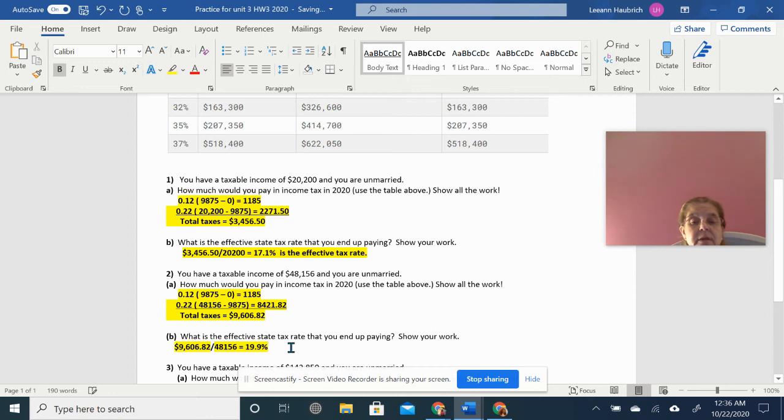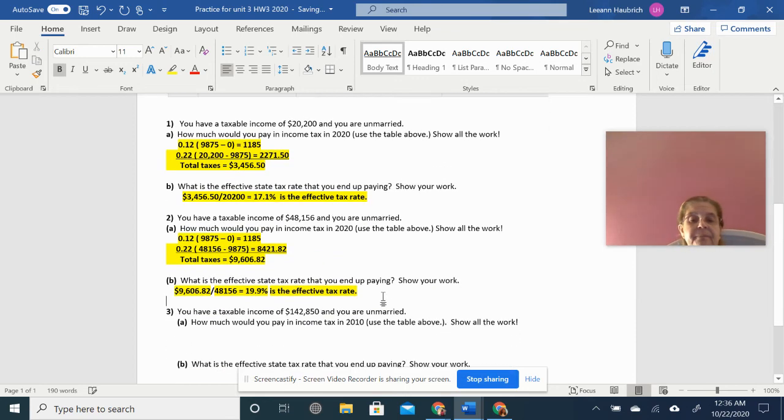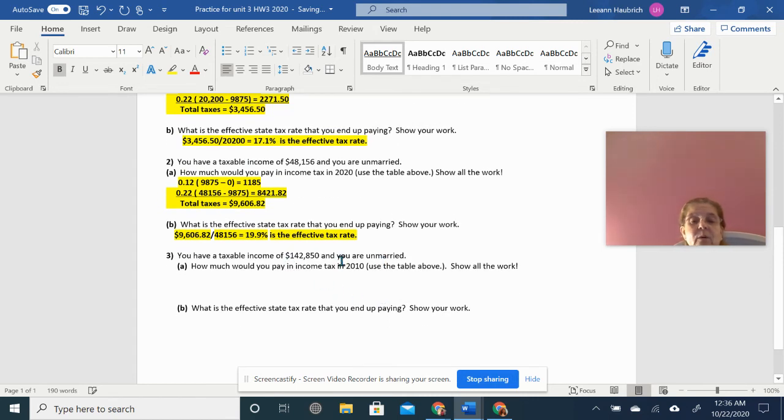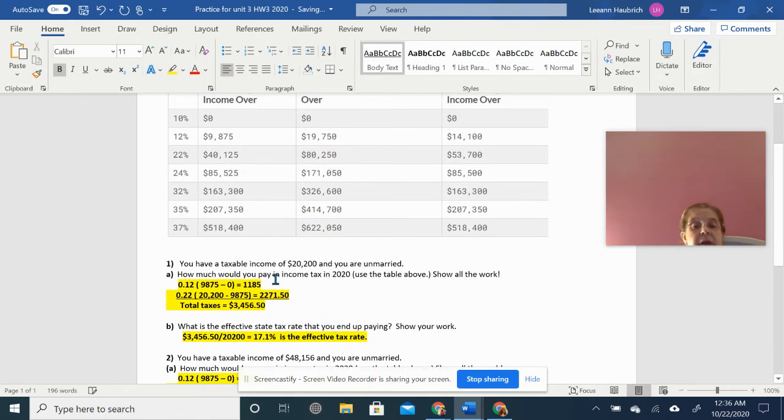So the 19.9% is the effective tax rate. And if I can be really lazy, Control C, Control V, and so 2 are done already. Now we have one more, and look at how high it's up to, 142,850. So 142,850 is going to take us into 1, 2, 3, 4 tax brackets.